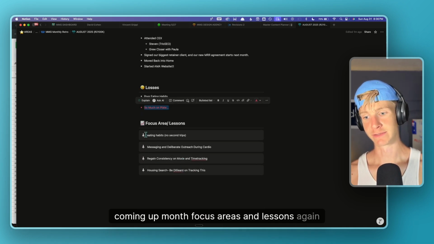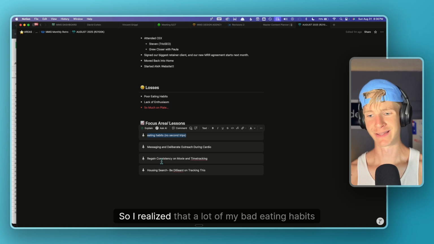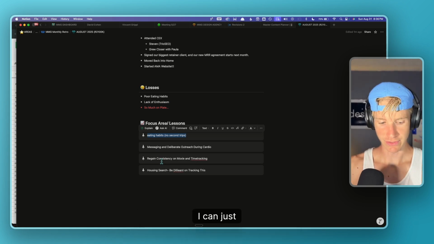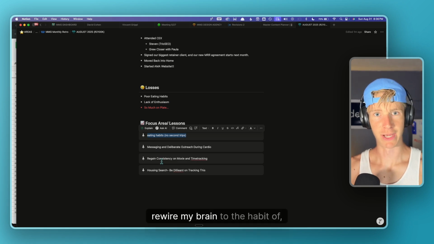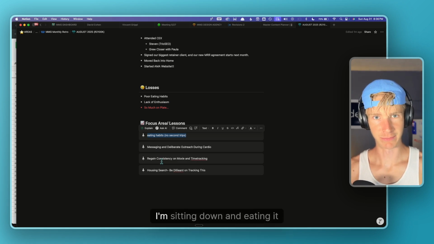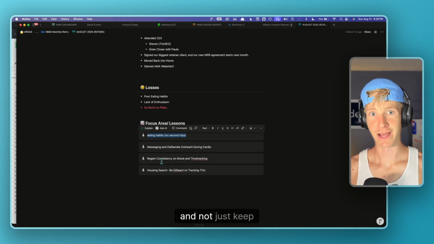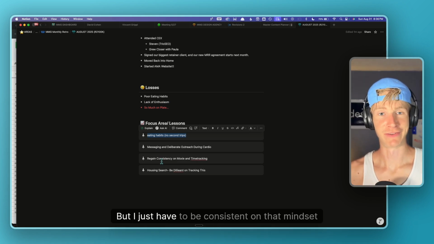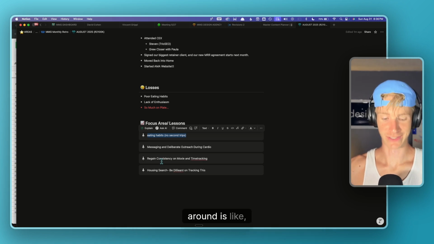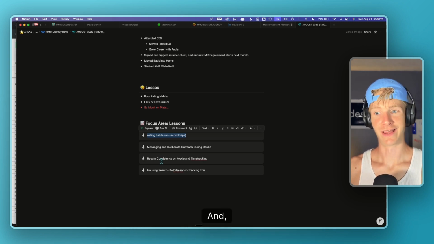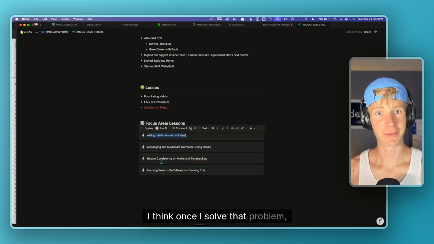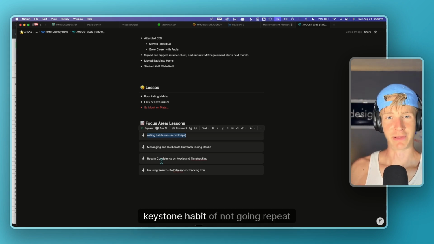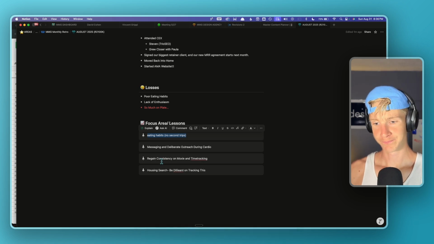Focus areas and lessons. Again, eating habits. I realized that a lot of my bad eating habits come from just taking second trips. If I can just rewire my brain to the habit of, okay, this is my meal, I'm sitting down and eating it, and not just grazing, I think that's going to solve a lot of problems. But I just have to be consistent on that mindset around it. It's like, okay, this is it, this is all I get. And I think once I solve that problem, it'll be a lot easier to stay consistent. It's just the keystone habit of not going repeat.